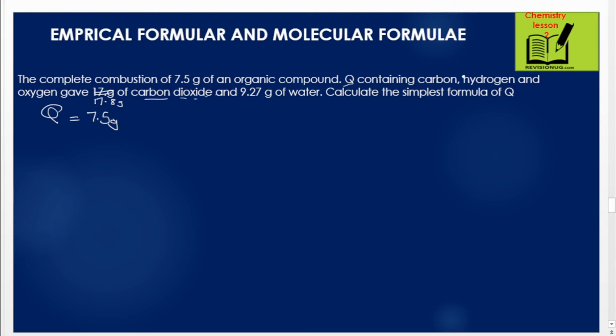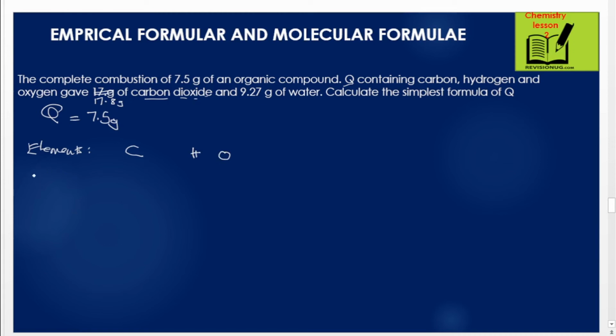So we are going to calculate the simplest formula of what? Of Q. Remember, what are we going to start with? We are going to start with identifying the elements in the compound. Let us identify the elements there. One, there is carbon. They have told us carbon. There is hydrogen, and there is also oxygen, right?